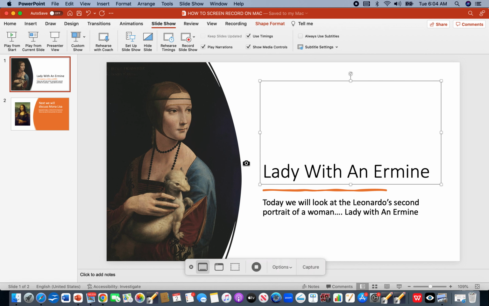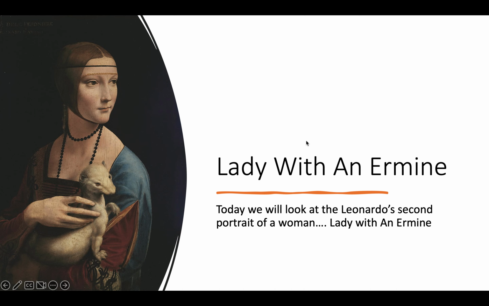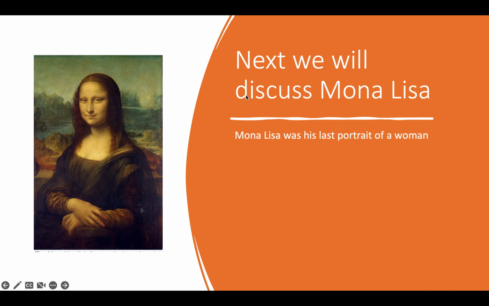Now you can see I have a little camera on my cursor, so it's going to force me to do a screenshot, which is another option. And then when you're ready to start, you go into slideshow, play from the start, and then you can simply talk about each slide. So we'll talk about Lady with an Ermine, Leonardo's second portrait of a woman. If I want to go on to the next slide, I can click with my cursor. I can talk about my next slide, and then I'm done.